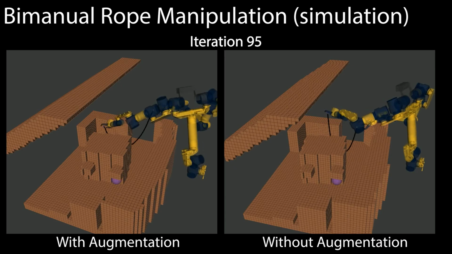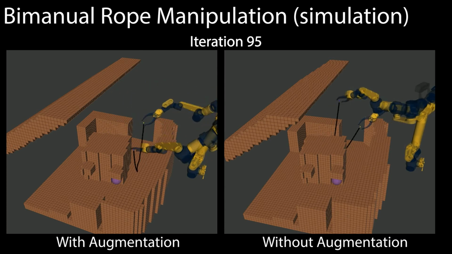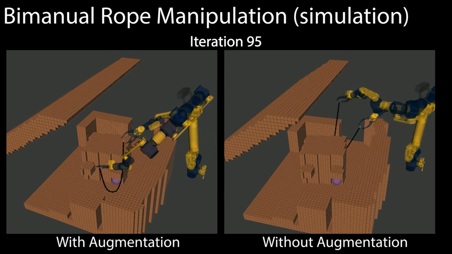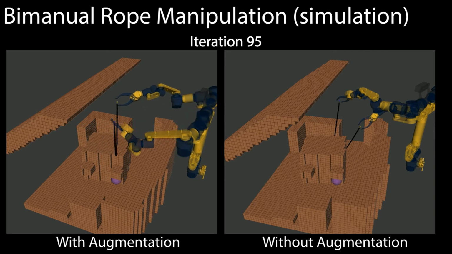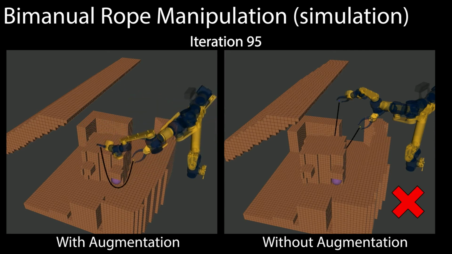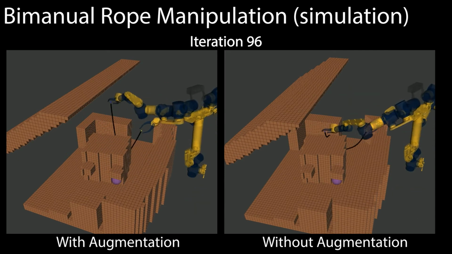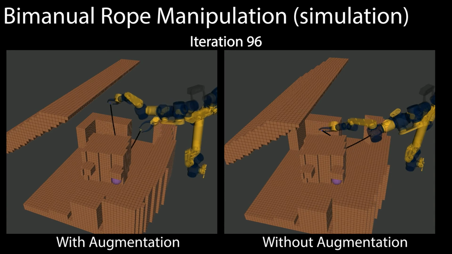We evaluate this approach with 2 simulated experiments and 1 real-world experiment. First, we evaluated augmentation on a simulated bimanual rope manipulation task, shown here. The robot is holding the ends of the rope and is tasked with placing the middle of the rope within the goal regions under the hooks, shown in purple.